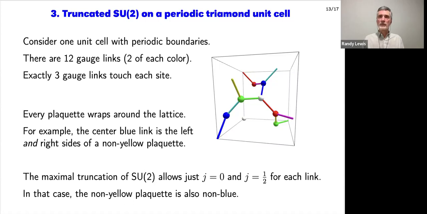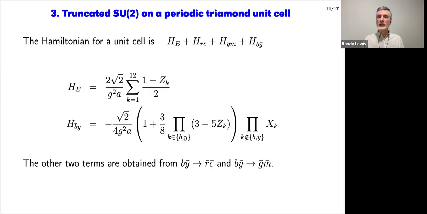The same thing works for non-green and non-cyan. They're the same. And non-green and non-magenta are the same, and non-red and non-cyan are the same. So the Hamiltonian in a single unit cell is the electric term plus just 3 plaquettes instead of 6 because of this special situation.